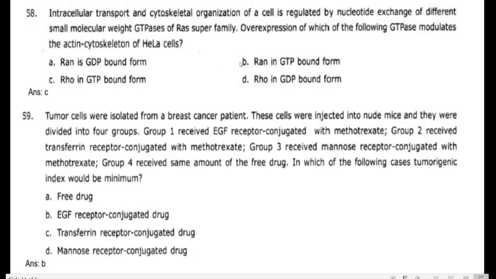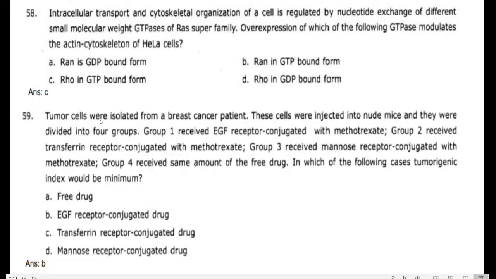Then, intracellular transport and cytoskeletal organization of the cells is regulated by the exchange of different small molecular weight GTPases of the Ras superfamily. Overexpression of which of the following GTPases modulates the actin cytoskeleton of HeLa cells? This is a well studied experimental work, because HeLa cell lines express GTPase signaling and Ras signaling pathways. Here the correct answer is Rho in a GTP bound form. Rho is a protein in a GTP binding form.